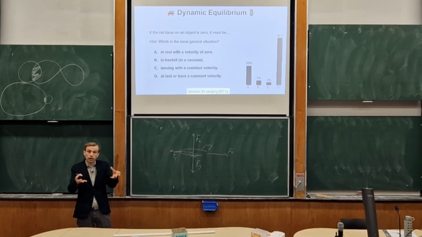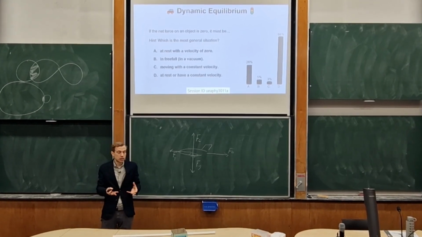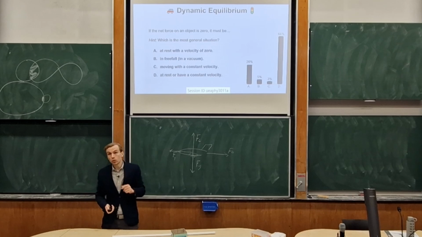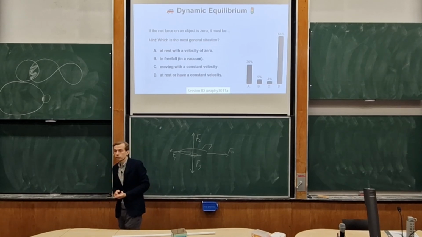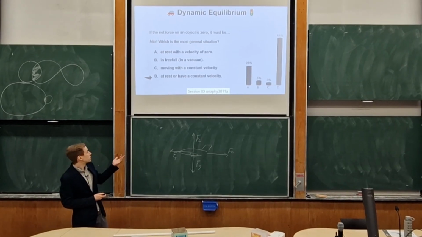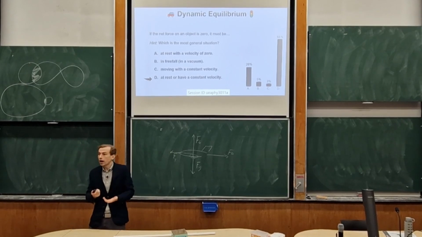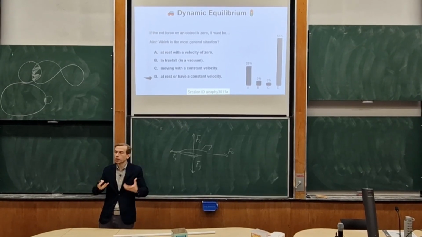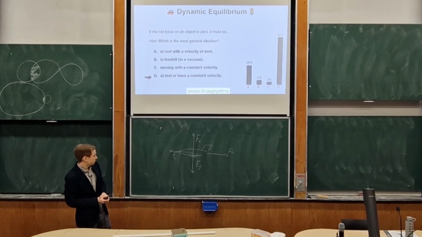If the net force on something is 0, it might be at rest, or it might also be moving with constant velocity. So the correct answer is D. Very well done, everybody who got that one. It's a bit of a generalization there.